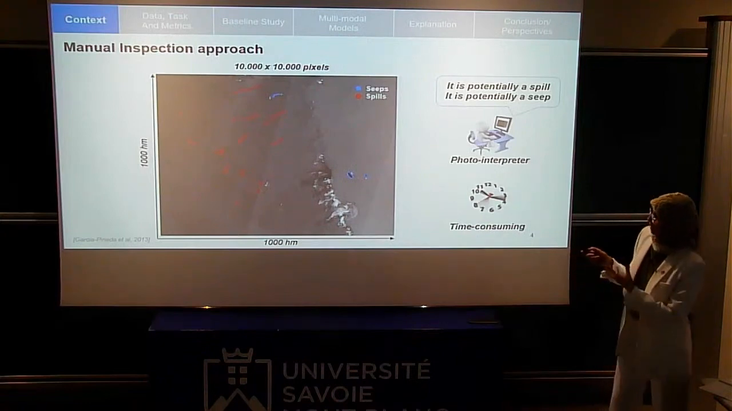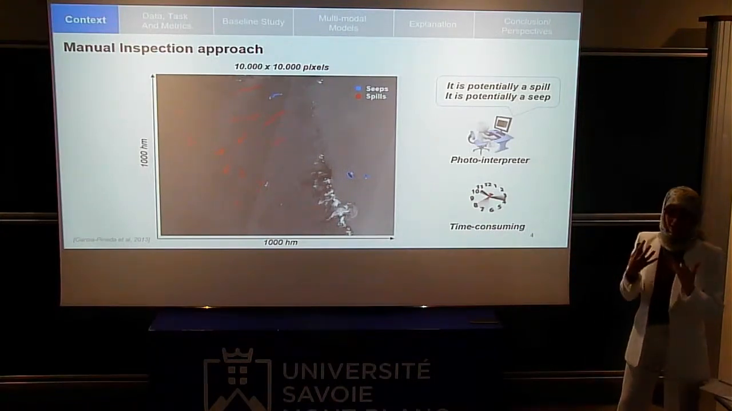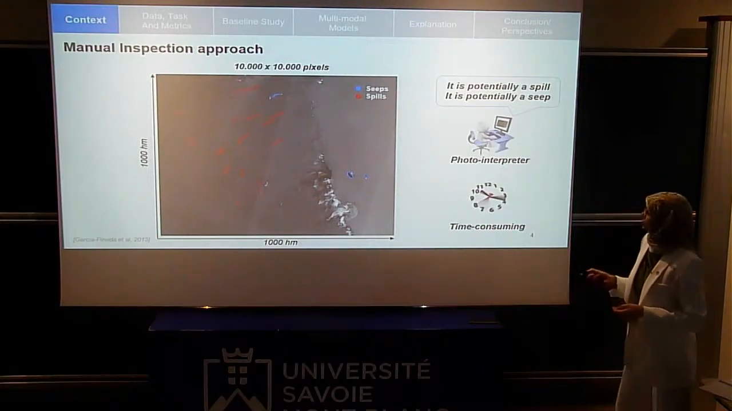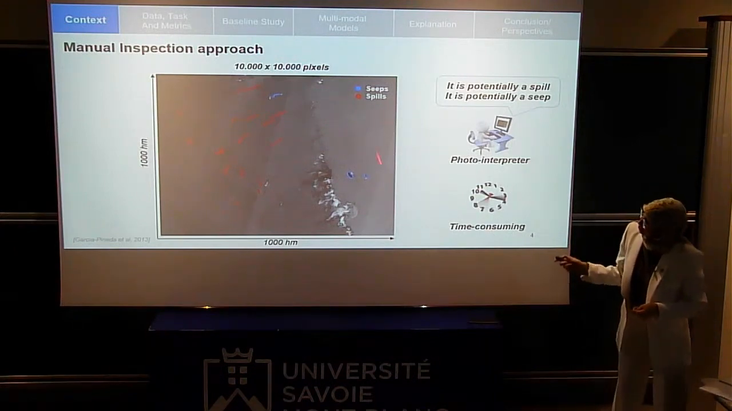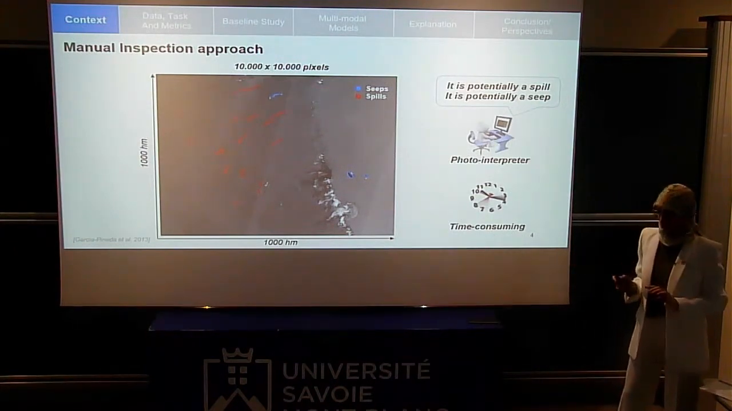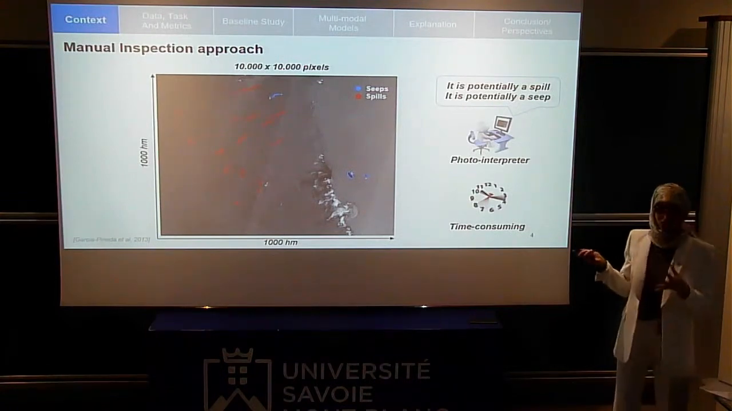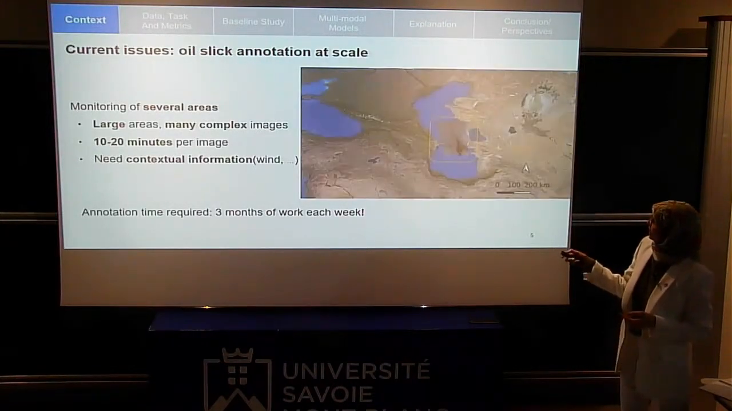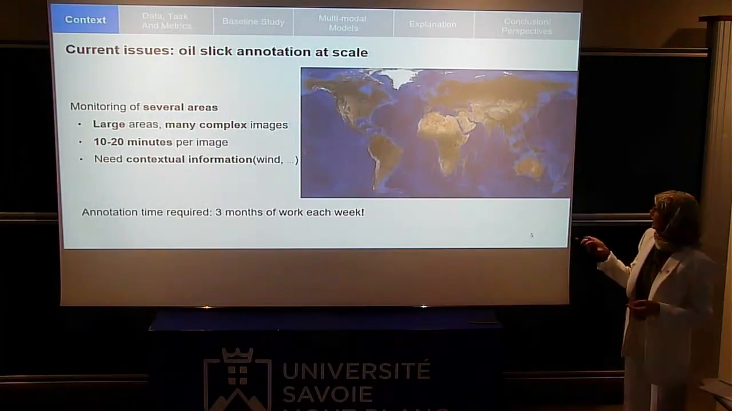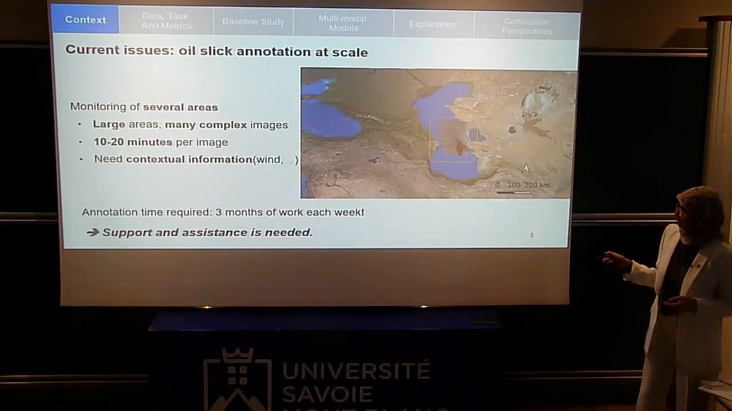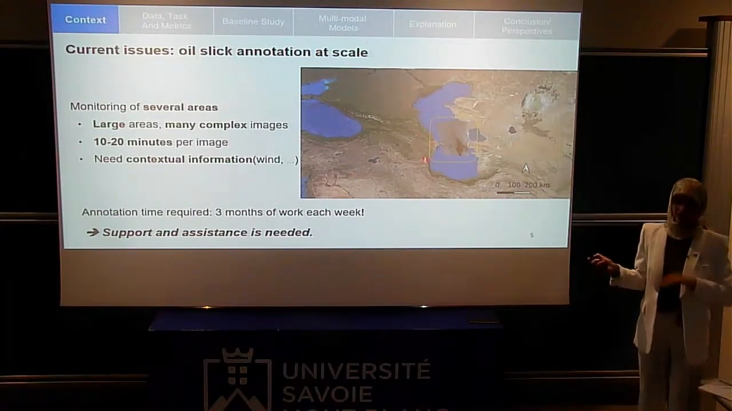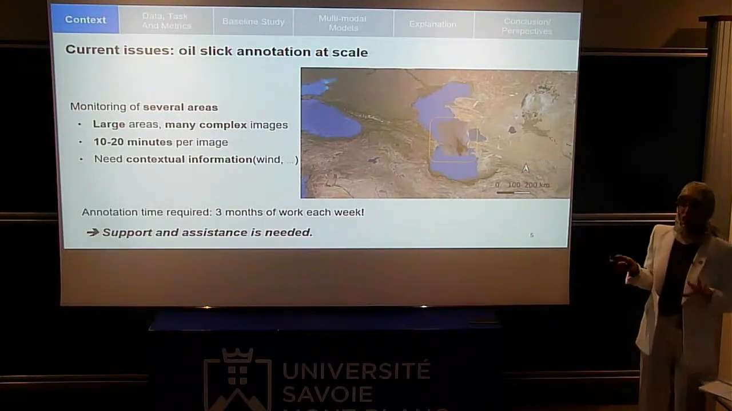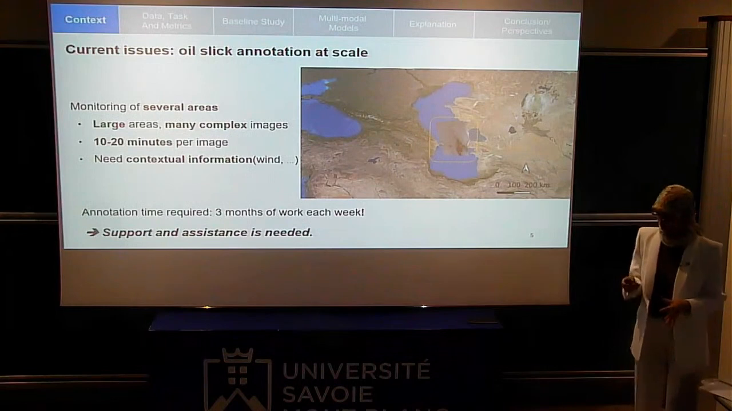In order to find them, they sometimes need to have other contextual information, such as the wind information or the position of infrastructure. So the analysis of an example of this image takes from 10 to 20 minutes, which is time consuming, and it cannot keep up with the amount of acquisitions nowadays. Imagine if you want to analyze all the sea surface, analyzing images of this size, large and complex images with added information. This cannot be handled by photo interpreters. That's why we need to assist them. We need to support these photo interpreters.